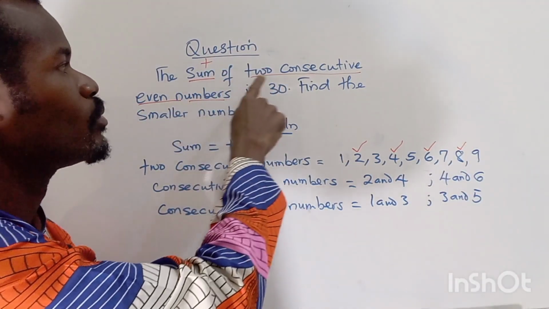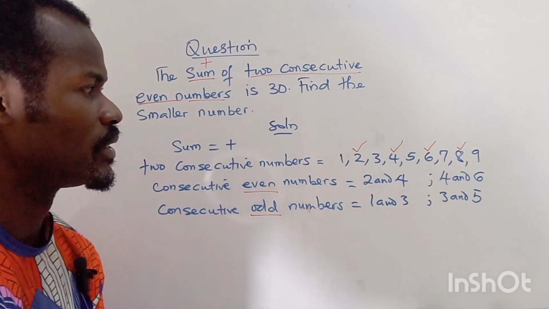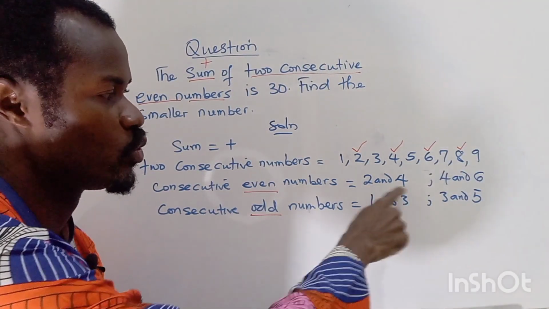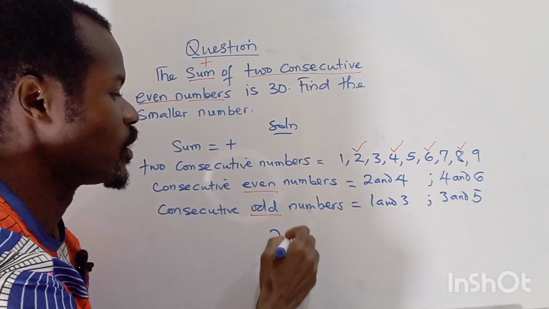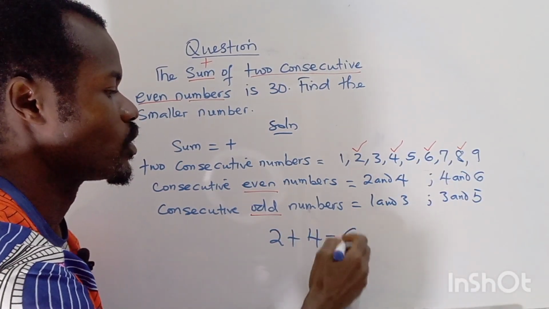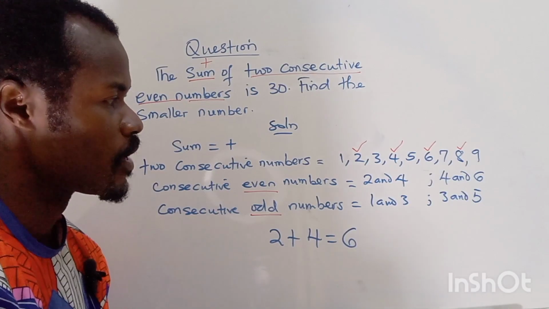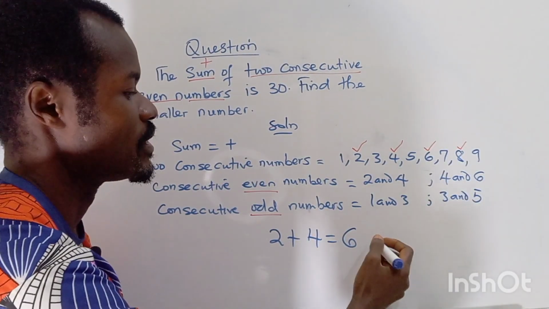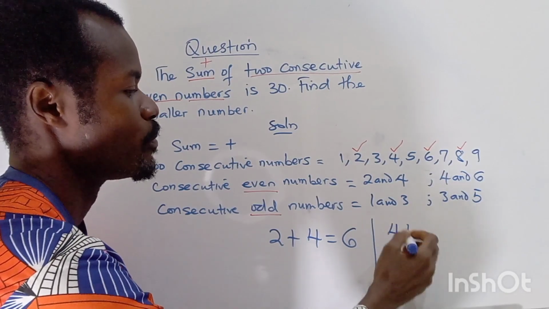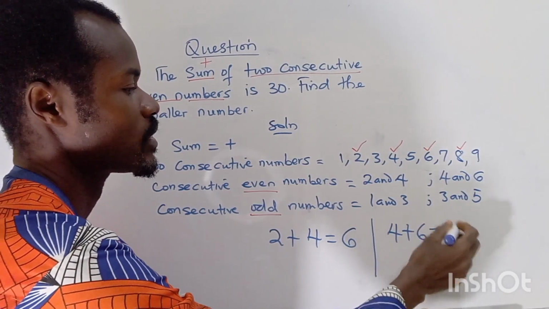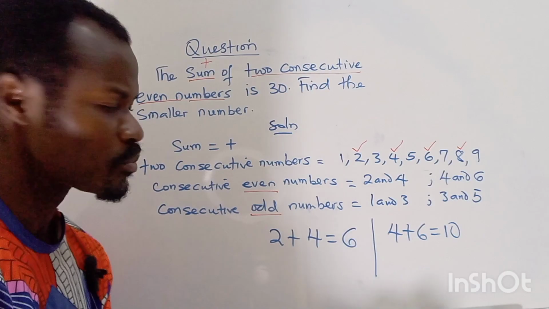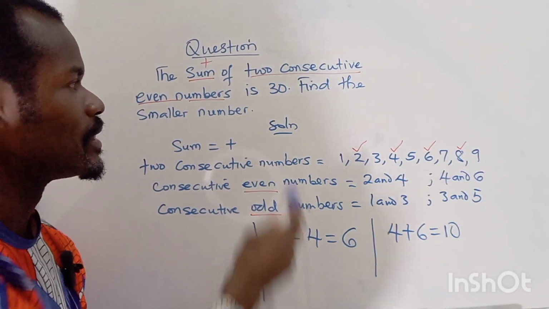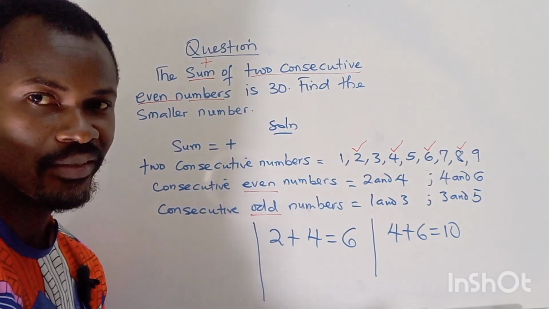Now the question says the sum of two consecutive even numbers. For instance, if I say the sum of these consecutive even numbers 2 and 4, it means 2 plus 4 is equal to 6. If I say the sum of these consecutive even numbers 4 and 6, it means 4 plus 6 is equal to 10. But the question this time says is equal to 30.